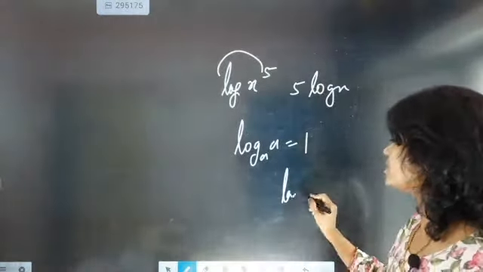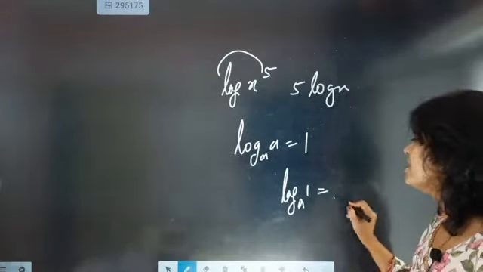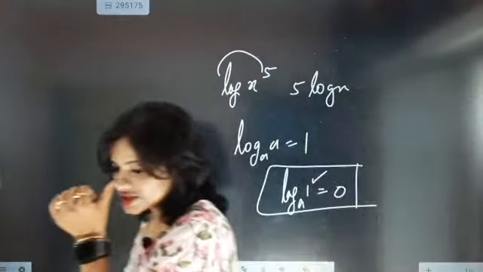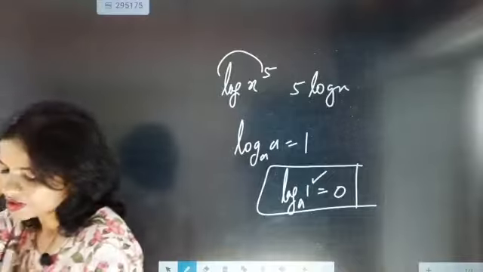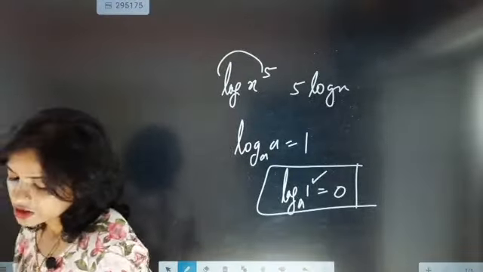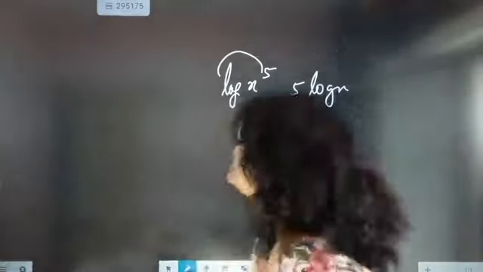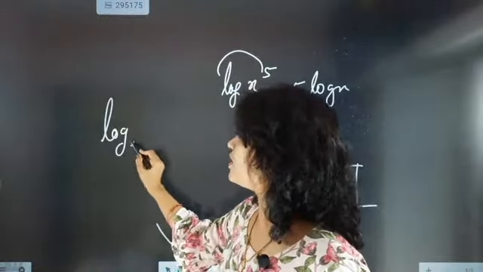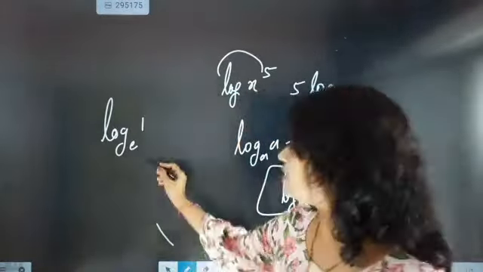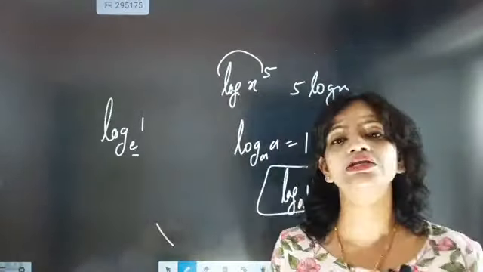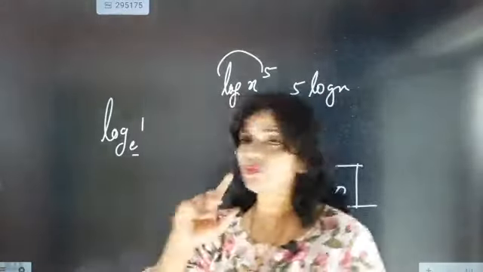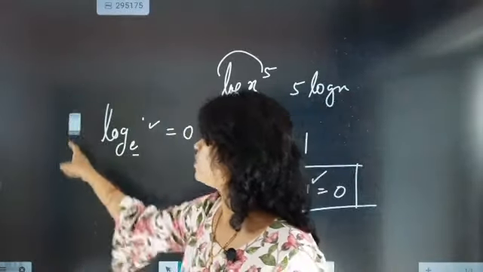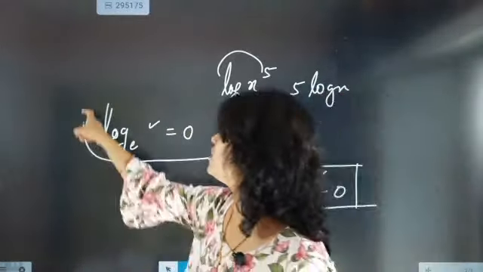Another important property is, if log base A of 1 is there, then the answer will become 0. If accidentally 1 is in this place, then its value will be 0. This you must remember. This is another property of log. So whenever you see something like this, log exponent E1, that means whatever positive integer is here, the moment you get this place as 1, the value will come as 0. This you must remember.